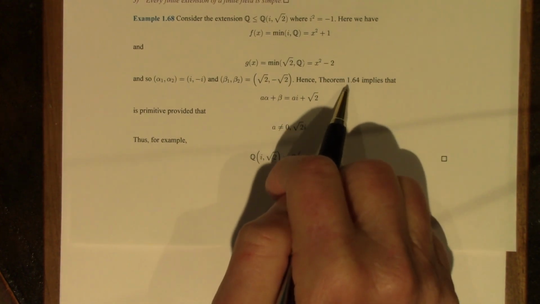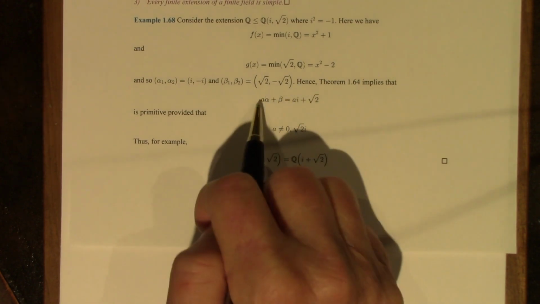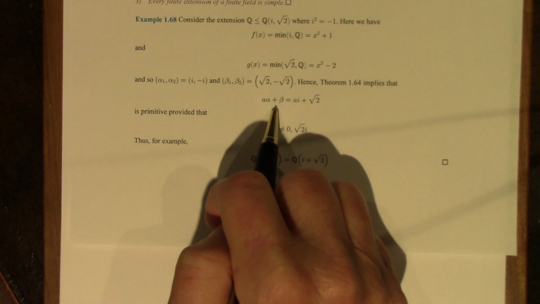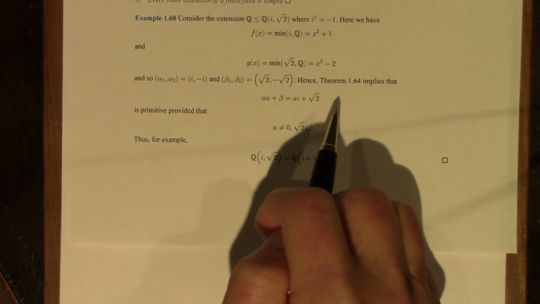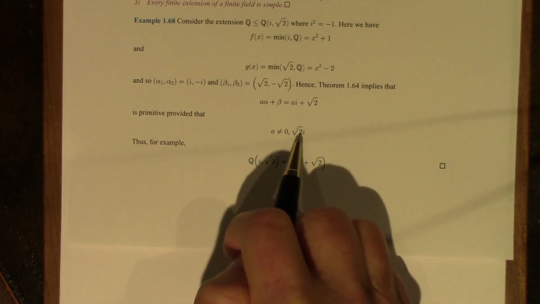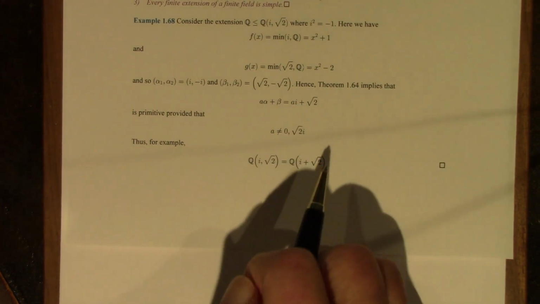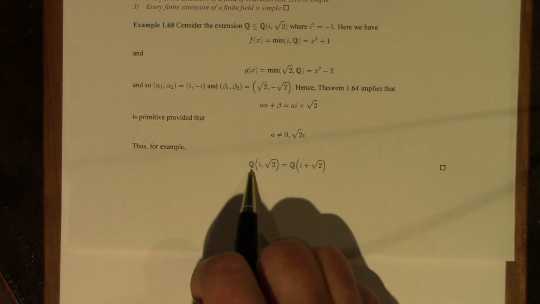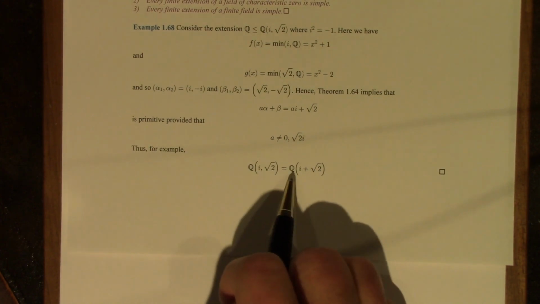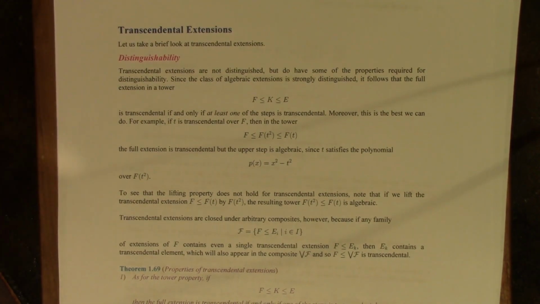So the theorem implies that a alpha plus beta, which is a i plus square root of 2, is primitive provided that a is not equal to 0 or square root of 2 times i. So we can pick a equals 1, for instance, and we get this. So Q with i and square root of 2 adjoined is the same as Q with i plus square root of 2 adjoined. Well, we spent considerable time talking about algebraic extensions of various types.